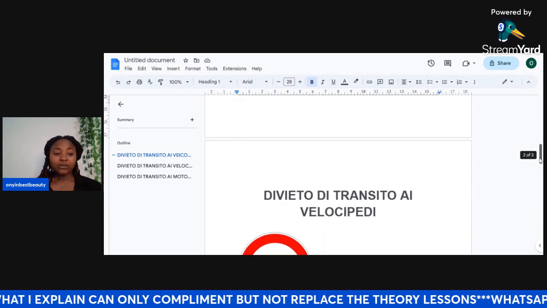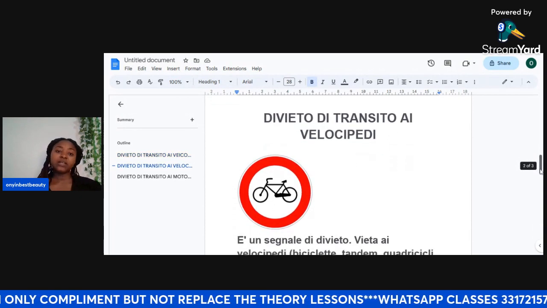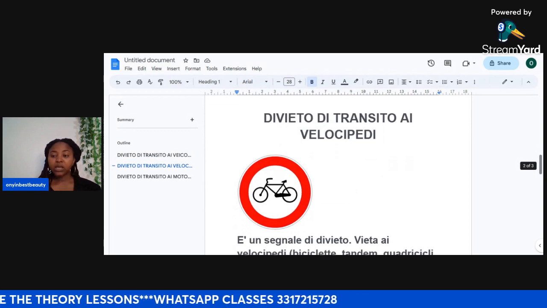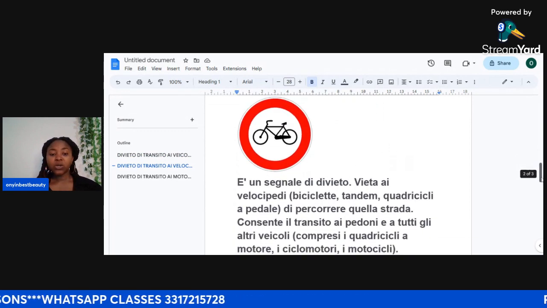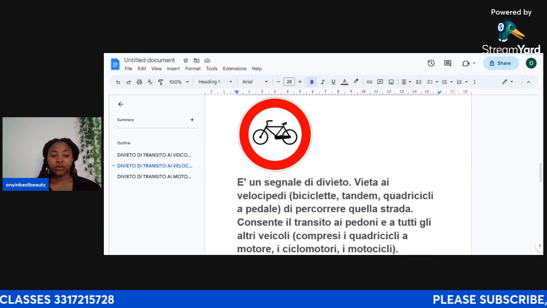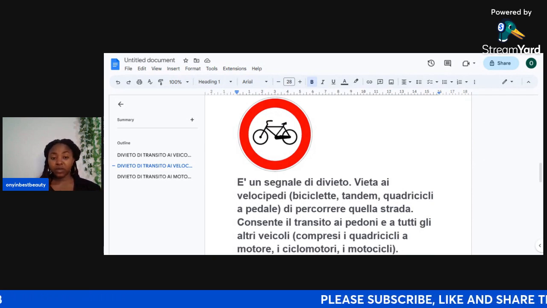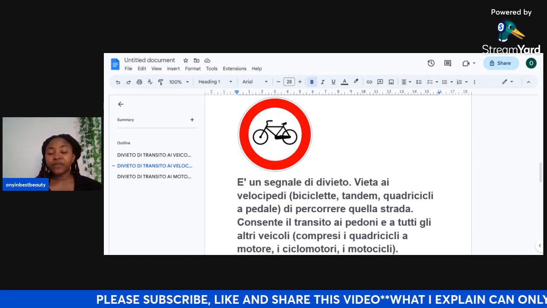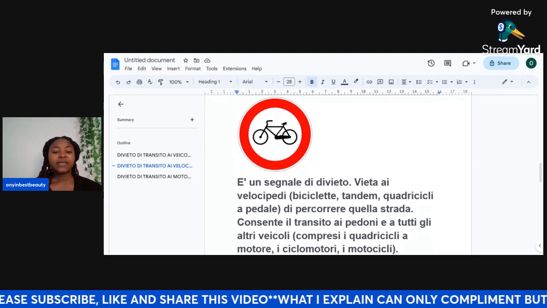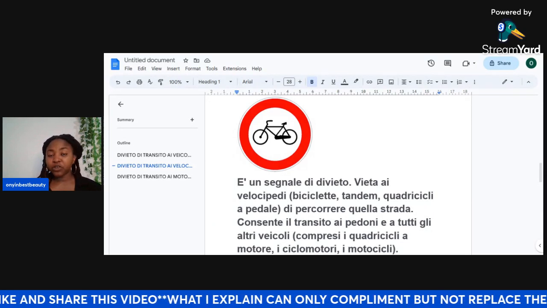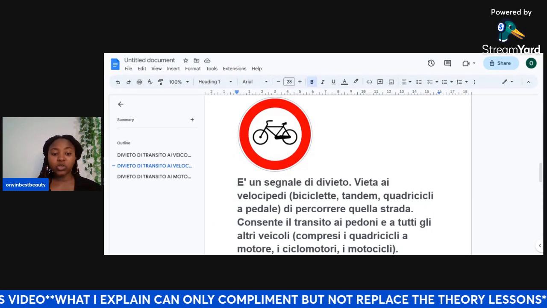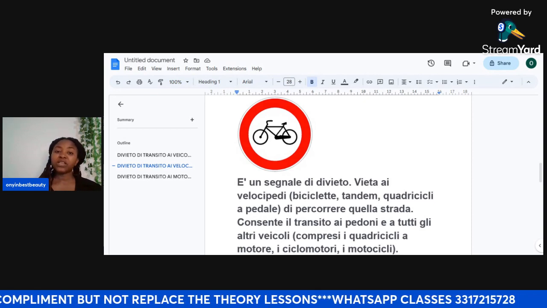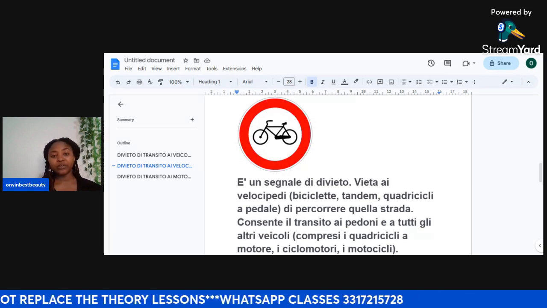So, having talked about trazione animale, we'll be seeing divieto di transito ai velocipedi. What are velocipedi? Bicycles, okay? Velocipedi. Now, let us see what the sign is telling you. Remember that it is referring to the image inside of the sign. È un segnale di divieto. This is segnale di divieto. Vieta ai velocipedi, for example, bicycles, quadricicli a pedali. In fact, any vehicles like a bicycle, if they use a pedal, okay? All these are a set of velocipedi.